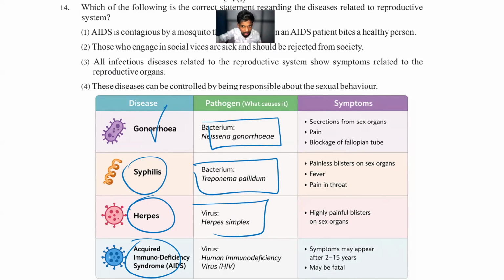It will be affecting the immunity. Okay, now they are asking in this question. It's a common question, right? Which of the following is the correct statement regarding the diseases related to the reproductive system?